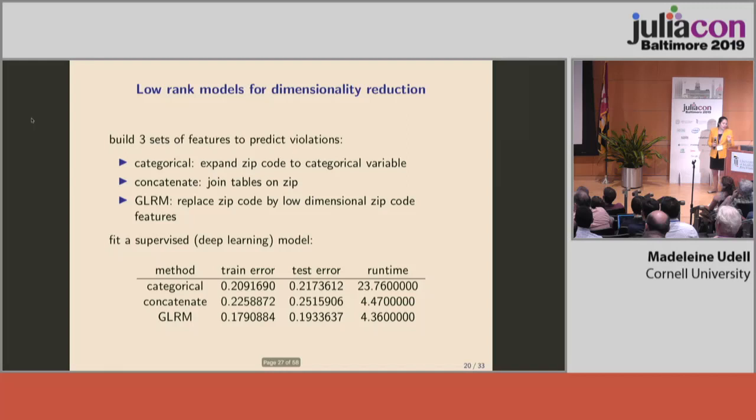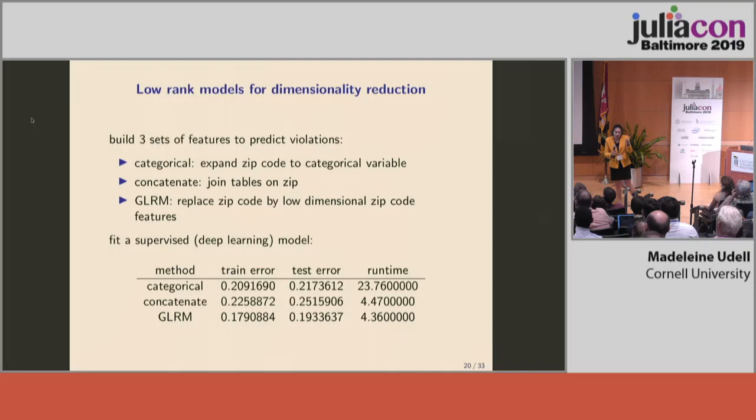Now we're going to run a comparison. We're building three sets of features to predict these labor code violations. One is categorical, so I'm expanding the zip codes to a one-hot vector with 33,000 possible values. One is concatenating: I'm going to join those tables on zip code, so I'll replace the zip code by that entire list of 252 features from the census. And the third is to use a low-rank model to find these 10-dimensional features that best describe that census data.